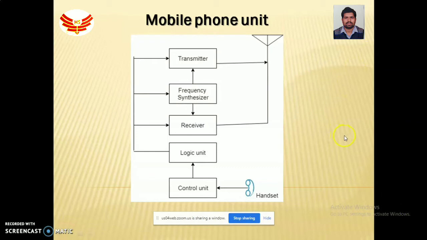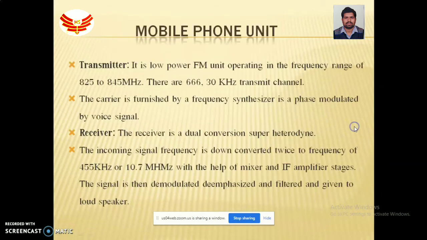So the first block is the transmitter. What is the function of the transmitter? The main feature: it is a low power frequency modulation unit operating in the frequency range of 825 to 845 megahertz, with 666 transmitting channels spaced 30 kilohertz apart. The carrier is furnished by a frequency synthesizer and is phase modulated by the voice signal.